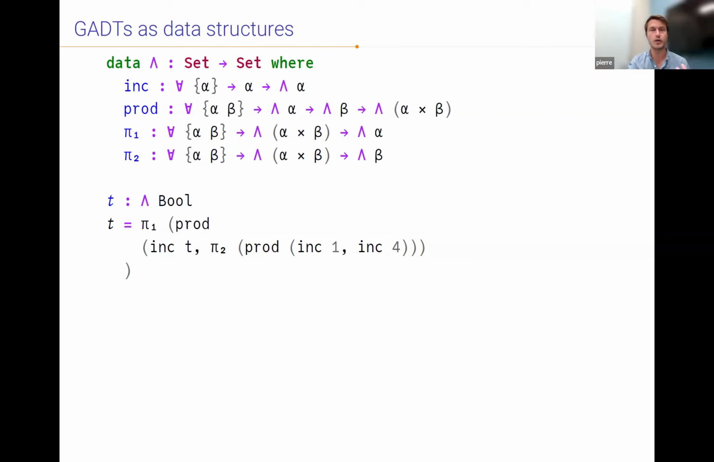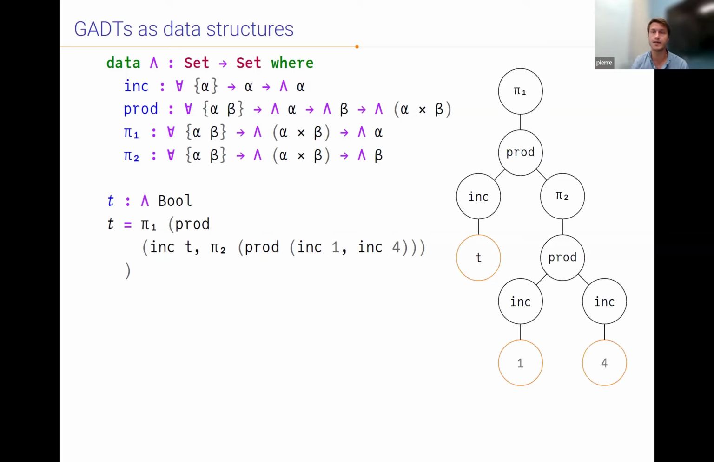And so if I try to mimic the mental picture that I had before for lists and trees, here I can still do that. I can still produce the abstract syntax tree of my element T that I have as an example here, but there will be differences. So I still have a tree in which the internal nodes are the constructors of my data type, and my leaves are the data that I inputted in my term.